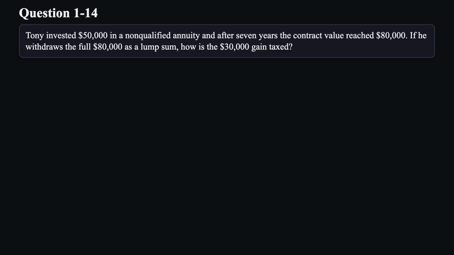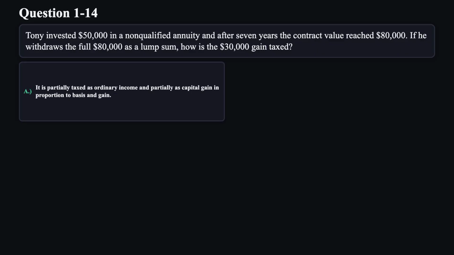Question 14. Tony invested $50,000 in a non-qualified annuity, and after 7 years the contract value reached $80,000. If he withdraws the full $80,000 as a lump sum, how is the $30,000 gain taxed?